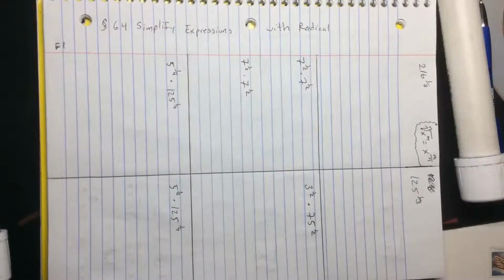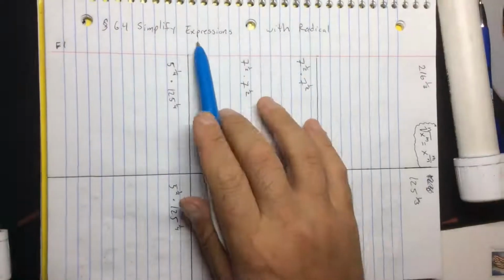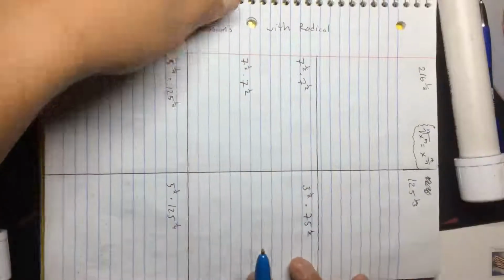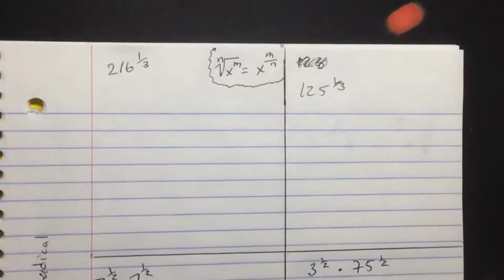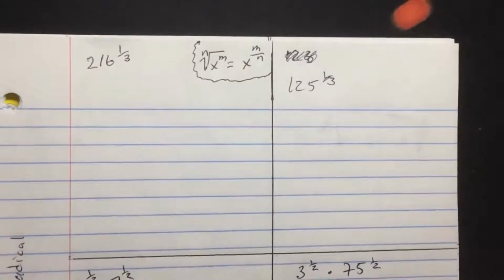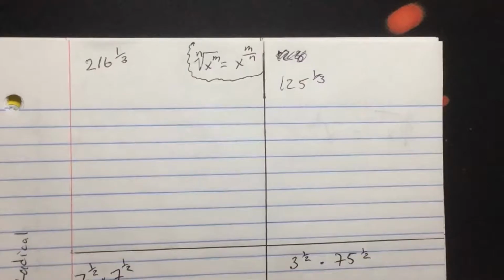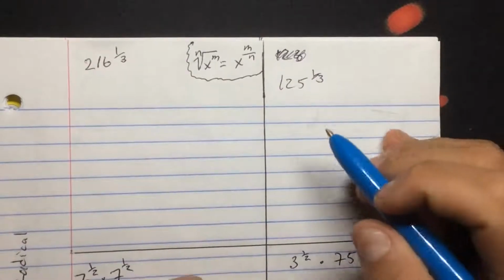This is chapter, or section, 6.4, simplifying expressions with radicals, and this is foldable number 1. This is going to be a triple, and here we go. Let's zoom into our first problem. We're going to do the first two, so about there. We have 216 to the 1/3 power.